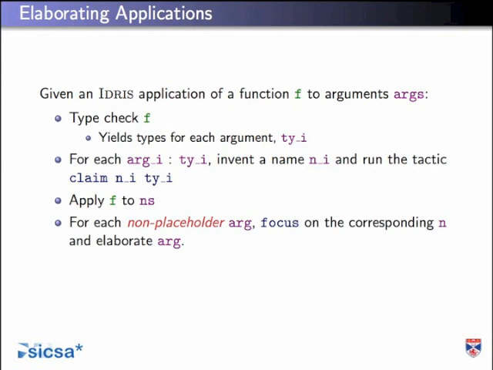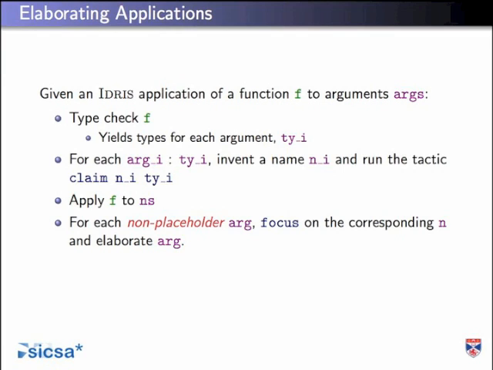And then for every argument that is not a placeholder, so something that's not an underscore, something we don't expect to infer, we'll focus on the corresponding n, and then we'll elaborate the argument. Now, if we're still left with meta variables at this stage, if we're still left with placeholders, well, we're going to have to hope that they're filled in somewhere else, that some other part of the process can fill those in. If we don't have enough information, well, that's where you're going to get this incomplete term error.